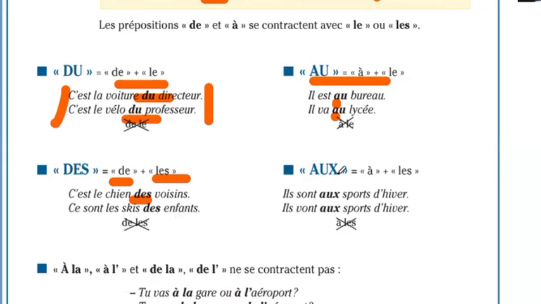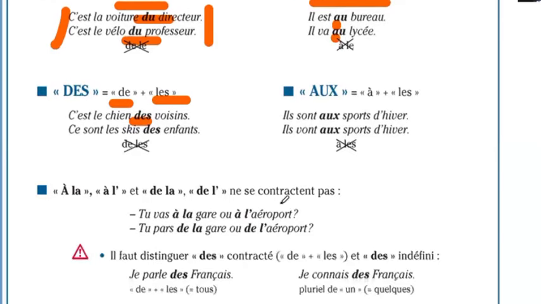The same thing for "aux": à plus les. Ils sont aux sports d'hiver. They are at the winter sports. Ils vont aux sports d'hiver. They are going to the winter sports. So that is what you should note. This contraction applies for the plural and for the masculine form.